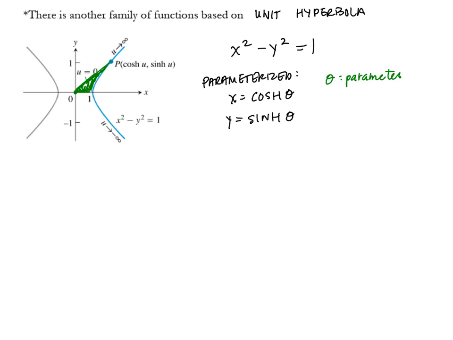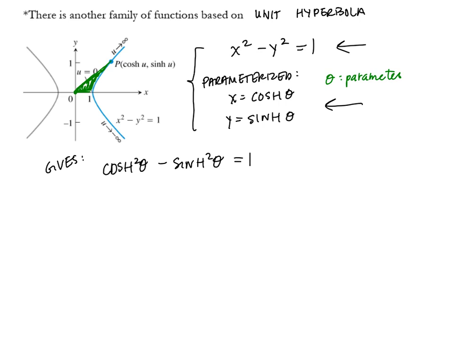It's the area that's shaded there, so as theta changes, we have a different value for the area between the positive x-axis, the terminal side, and the curve. Now if we put these two things together like we did with the unit circle, the equation for the unit hyperbola and the parameterizations, we have this identity: the hyperbolic cosine squared of theta minus the hyperbolic sine squared of theta equals 1. It's like the Pythagorean identity, but it's for the unit hyperbola and has a minus instead of a plus.